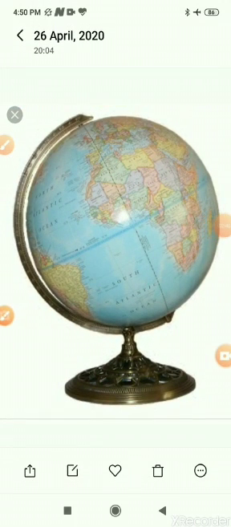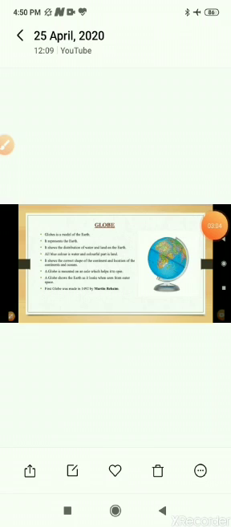Everyone can see this. What is this? This is a globe. Why do we require a globe? Because we cannot take the earth in our hand. So this is the model of the earth, just like the earth. This is called the globe. So a globe is a model of earth. If anyone asks you what is a globe, you tell them a globe is a model of earth. It represents the earth. It shows the distribution of water and land on the earth.